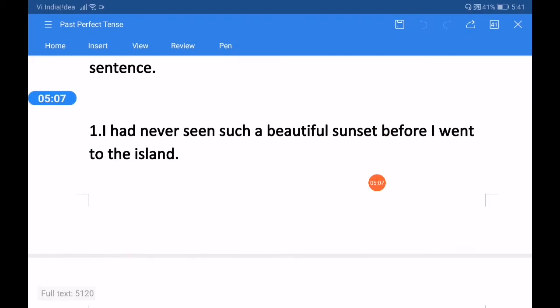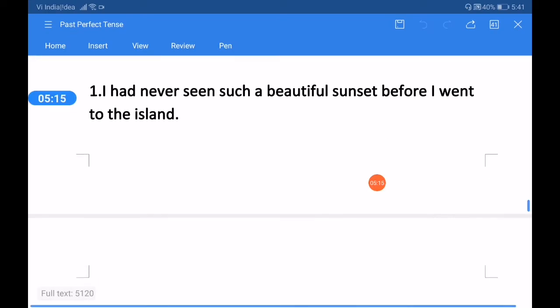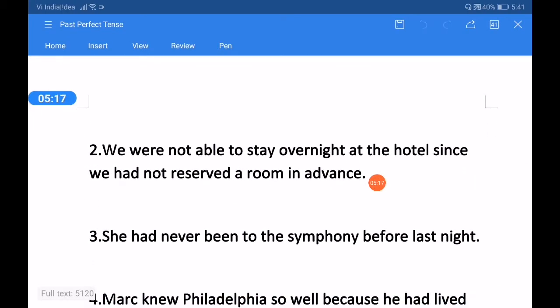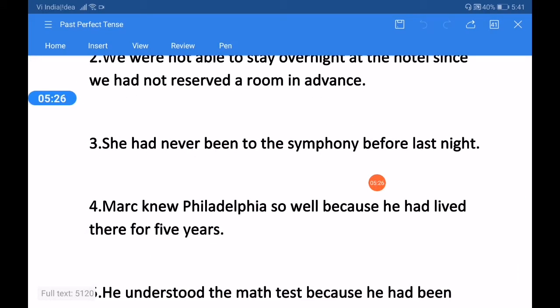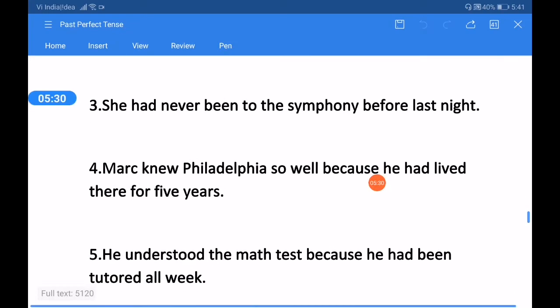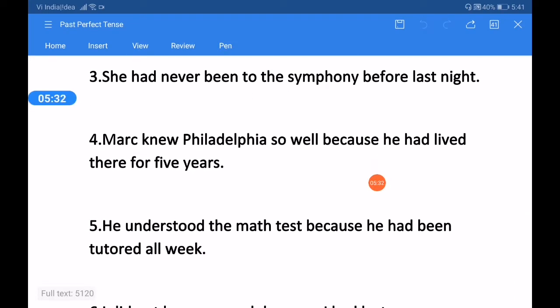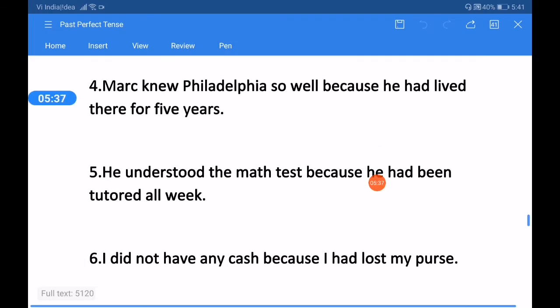Number one, I had never seen such a beautiful sunset before I went to the island. So here, I had never seen such a beautiful sunset. This is past perfect. Second is we were not able to stay overnight at the hotel since we had not reserved a room in advance. Third, she had never been to the symphony before last night. Mark knew Philadelphia so well because he had lived there for 5 years.